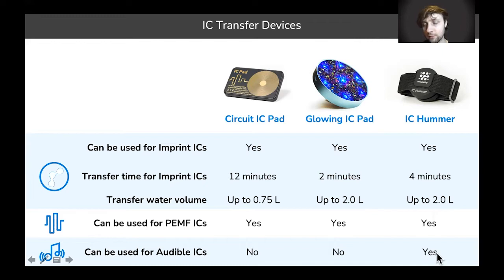Only this device can be used for Audible ICs. But also Audible ICs can be used with just headphones. So pretty much, if you decide to get this device, you can use this device with imprint ICs, PEMF ICs, and for Audible ICs, you can just use headphones.